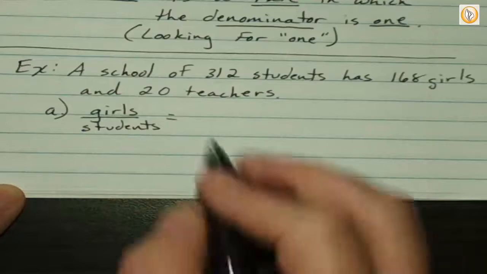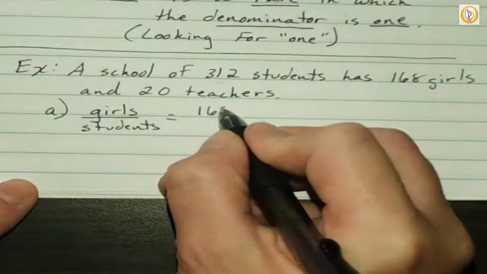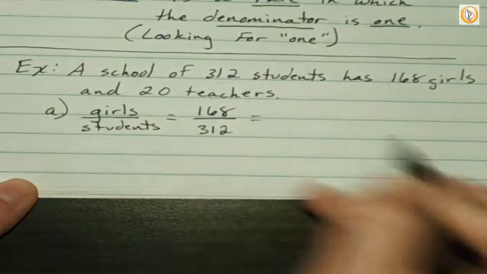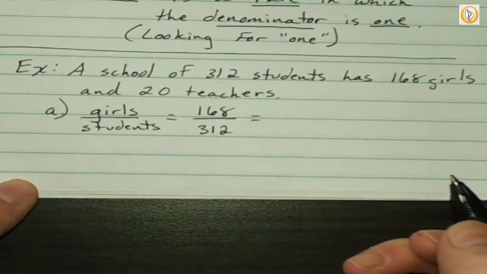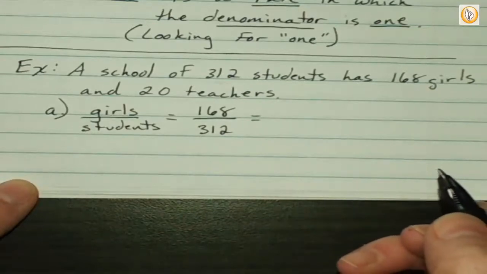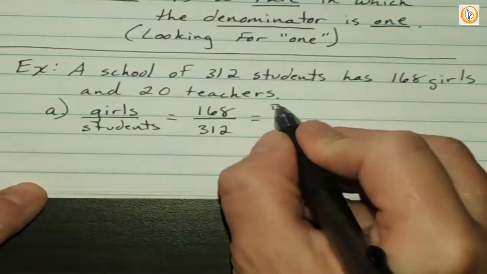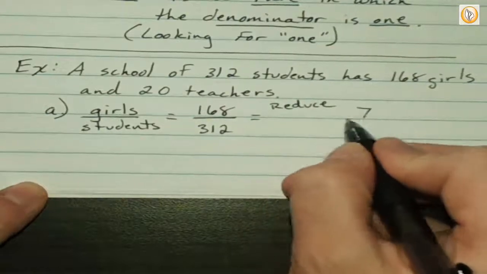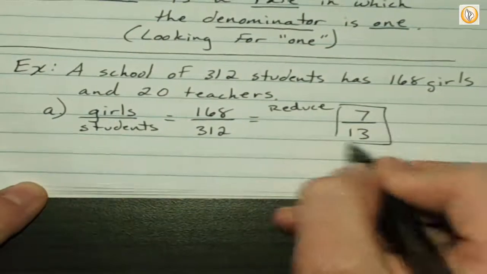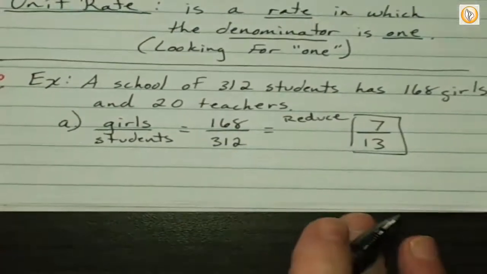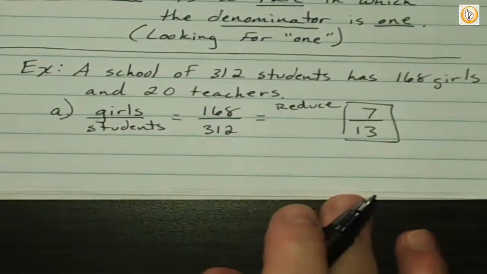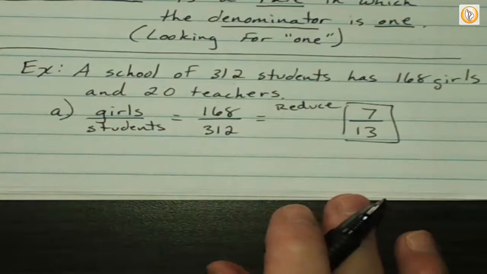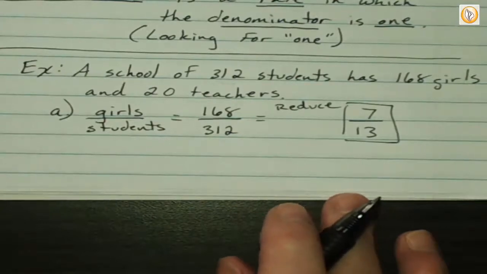Emily, how many girls are there? 168. How many total students are there, Emily? 312. Now you just reduce. And to save on time, I'm going to write reduce, it reduces to 7/13. There's your answer. That's ratio. So 7 out of every 13 students are girls. Yep, exactly.